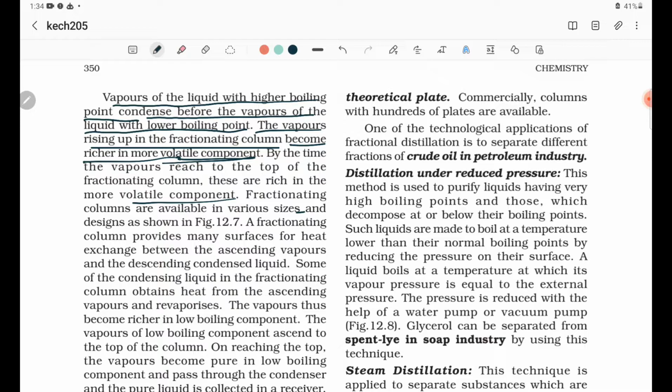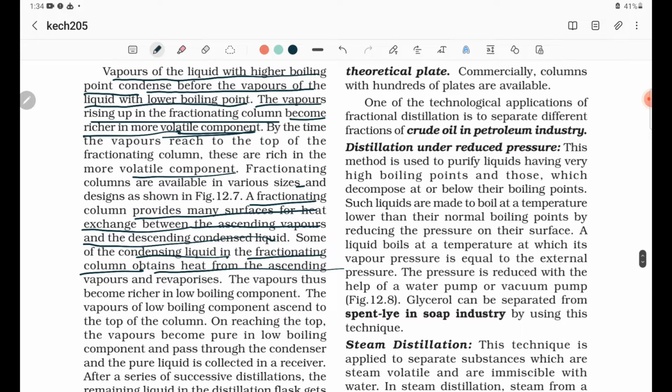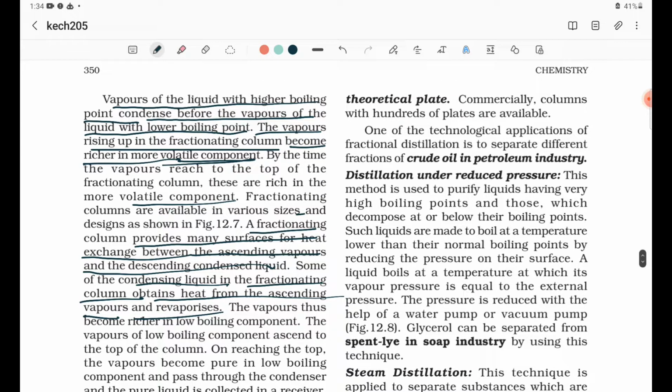designs, sizes. Now a fractionating column provides many surfaces for heat exchange between ascending vapors and descending condensed liquids. Some of the condensing liquid in the fractionating column obtains heat from ascending vapors and revaporizes. So what they are saying is that in a fractionating column, the vapors with higher boiling point will condense before the vapors of lower boiling point. You have understood this, I have told you.